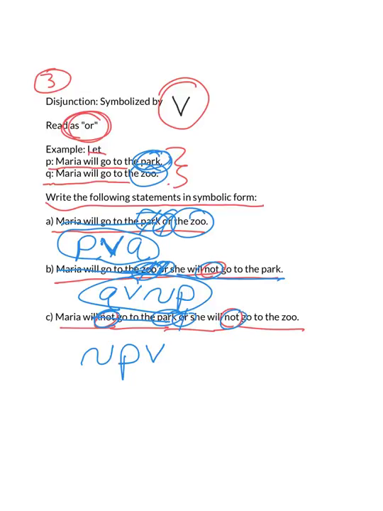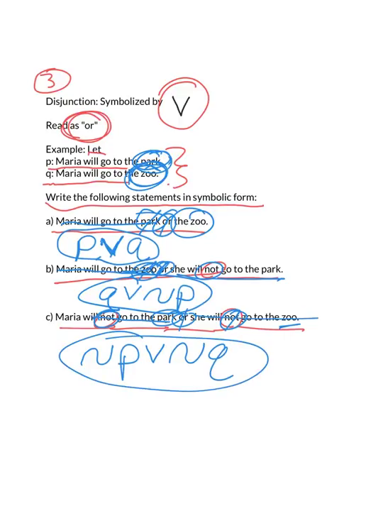She will not go to the zoo. I have to also negate the zoo idea. So negation, that squiggle again, and zoo was Q. So my final answer in math symbols is not P or not Q is how I would read that out loud. Again, no spaces whatsoever in between any of this.